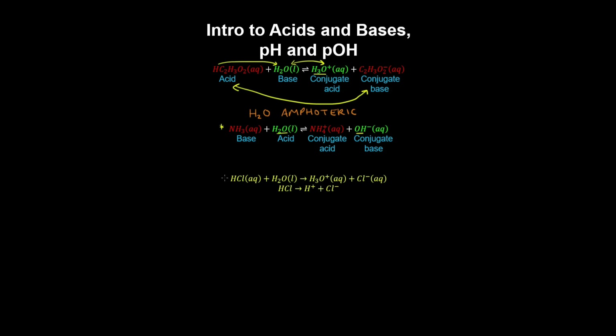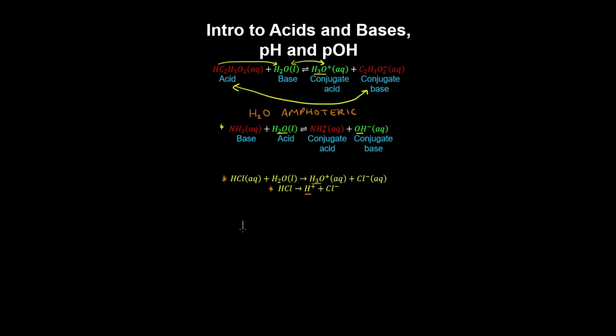Now we can write acid-base reactions in a shorthand form. So here we have hydrochloric acid reacting with water to produce hydronium and chloride ions. And here is a shorthand notation where we omit the water molecule. So these mean the same thing. So the hydrogen ion and hydronium ion are often used interchangeably.